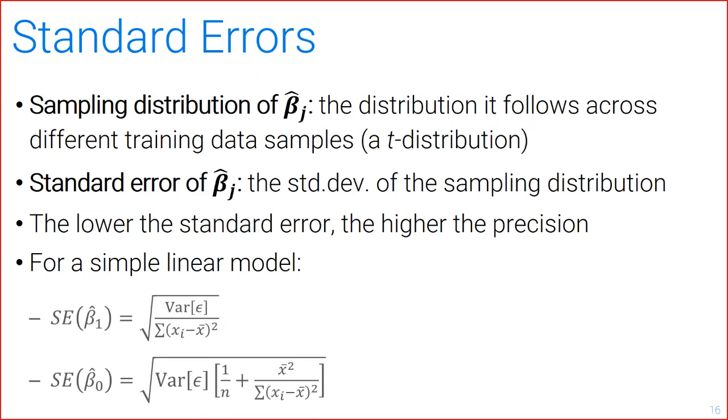So we talk about standard errors again, just like we talked about the standard error of the mean in the previous lectures: how much variability we expect when looking at the sample mean over different samples. We have the same issue here. We look at a statistic of the model, in this case the coefficient, over different samples. So the sampling distribution of a certain coefficient, beta j, is the distribution that that coefficient follows across different training data samples. And by the way, we know that they follow a t distribution because we are assuming Gaussian residuals.